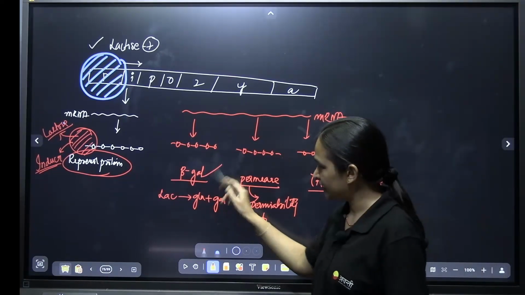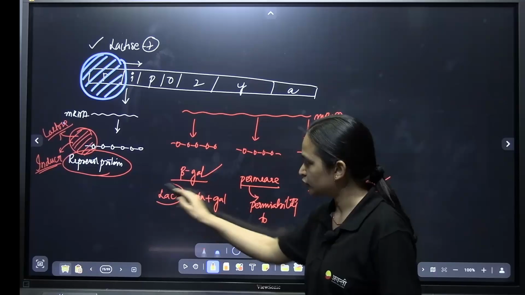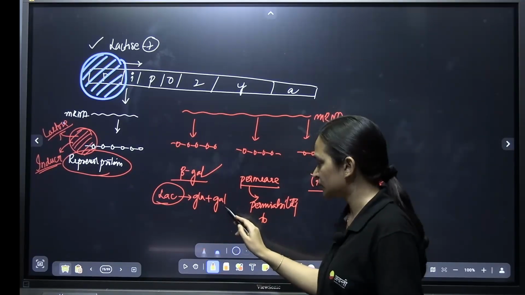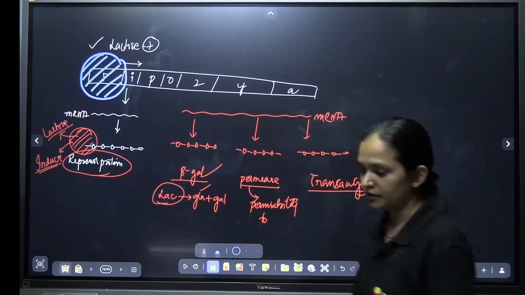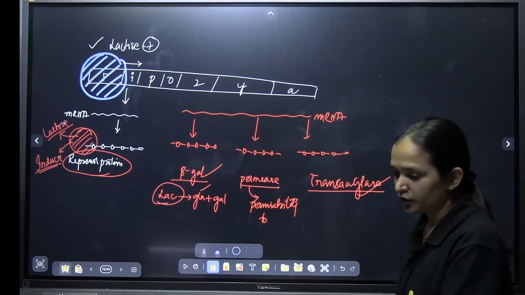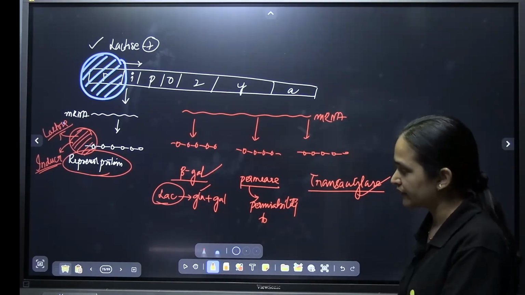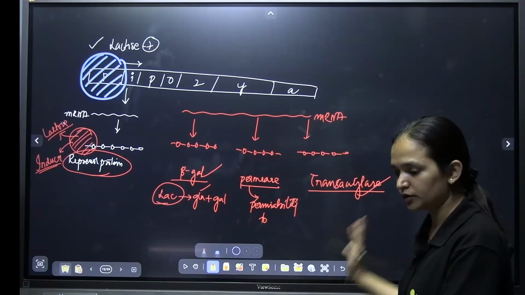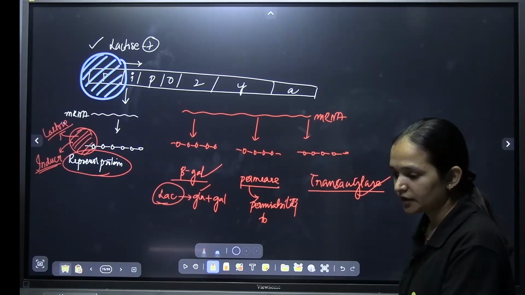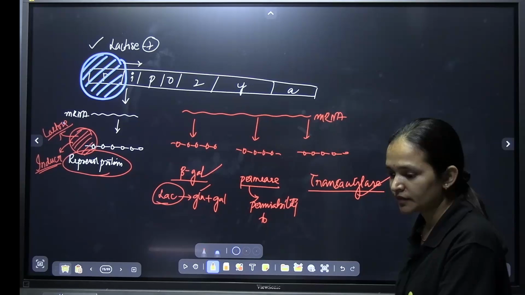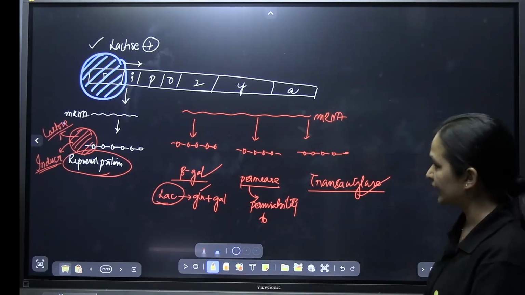Now the beta gal is produced. Now the lactose will be hydrolyzed to glucose and galactose, and the glucose is a very favored substrate for the next respiration. So it will go into the next metabolism, that is catabolism. Understanding? Yes, ma'am. So this is the lac operon.